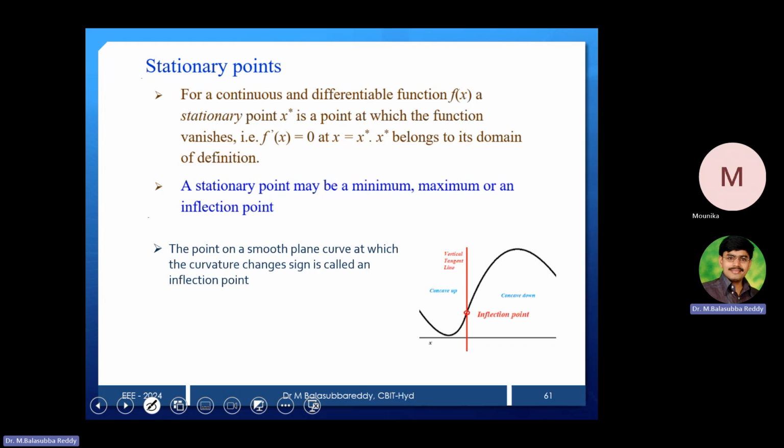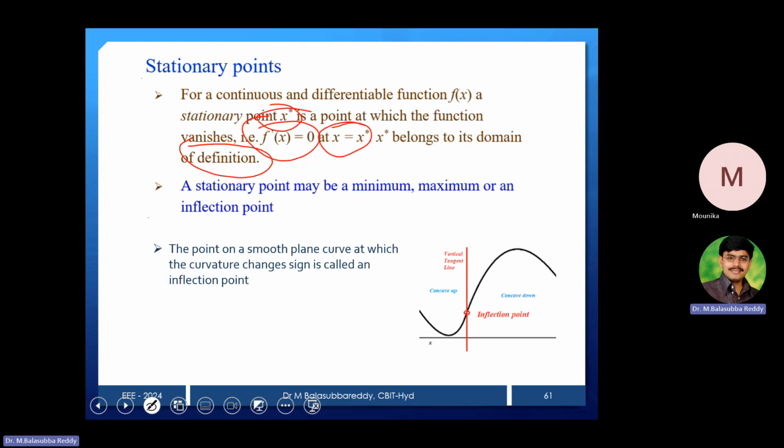Now there are some points we will discuss with small problems, such as how we can identify a minimization or a maximization. A stationary point also will be there for a continuous and differentiable function at x star. F dash is 0, that means x is equal to x star. So x star belongs to the domain of definition, and the stationary point may be a minimum, a maximum, or an inflection point.